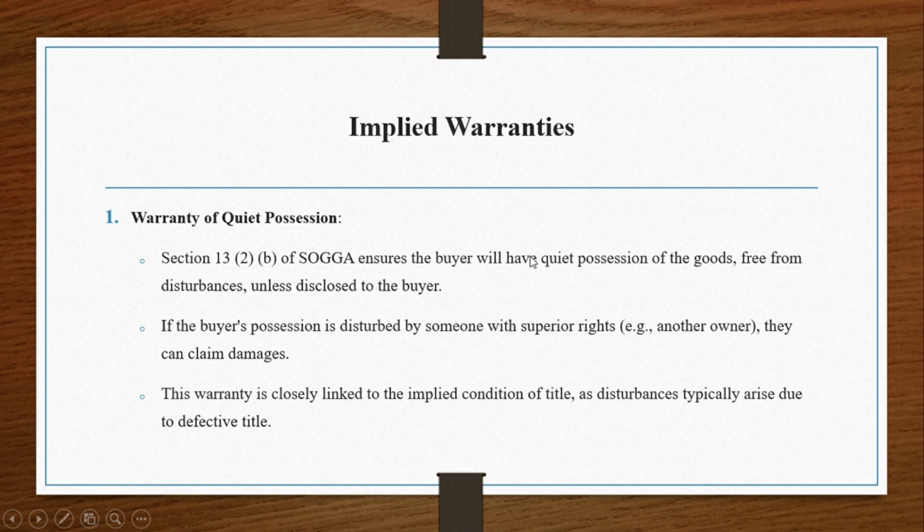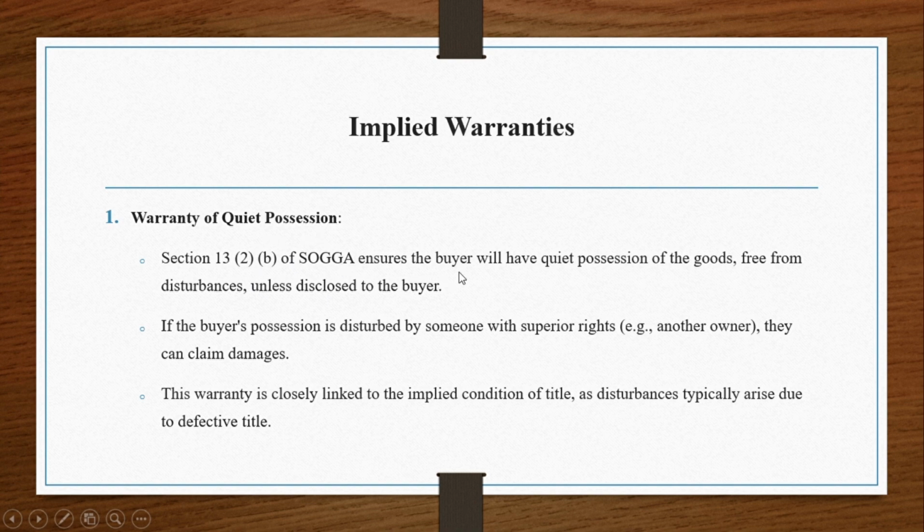So we look at the implied warranties. So we said the conditions are more important than the warranties. The warranties are less important. So the first warranty we have is the warranty of quiet possession. So this warranty ensures that once the buyer purchases the goods, they are entitled to use or possess them without interference or disturbance. So this is the warranty of quiet possession.